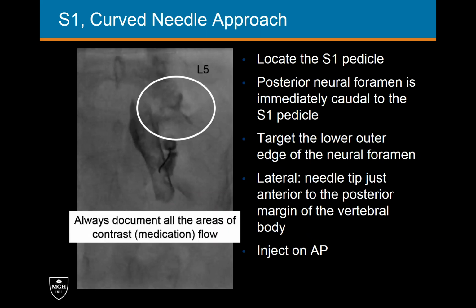And always document all the areas in your reports. You want to document all the areas of contrast and medication flow, because this can have indications for the treatment, right? So if, say, on one injection you did an S1 and the next one, you did two S1 injections and one of them you got to L5 and the other didn't, and the patient had better effect on the one that got to L5, well, maybe what they need is an L5 injection. So anyway, always document all the areas where you see contrast flowing.